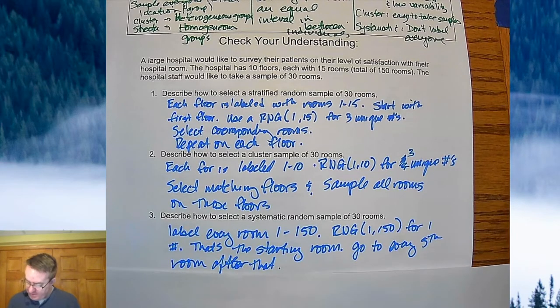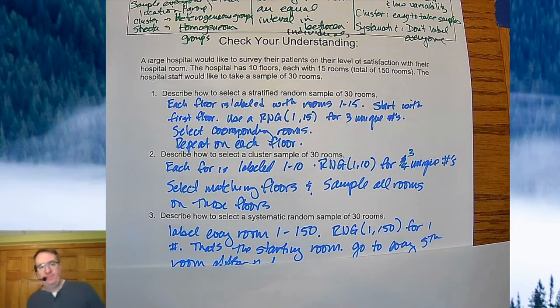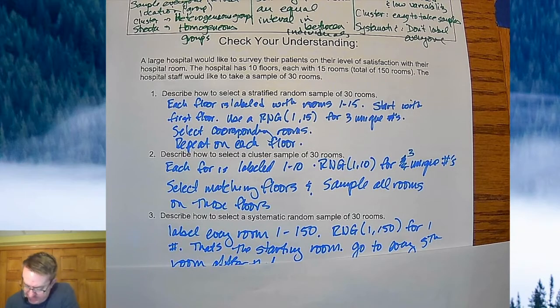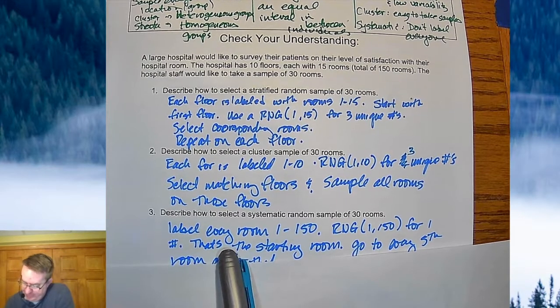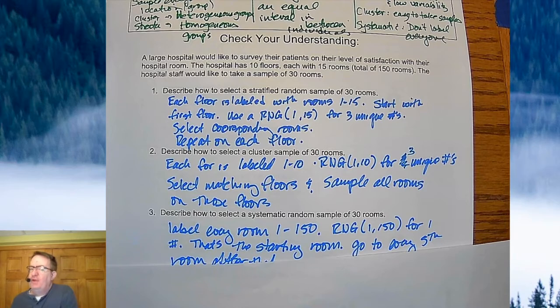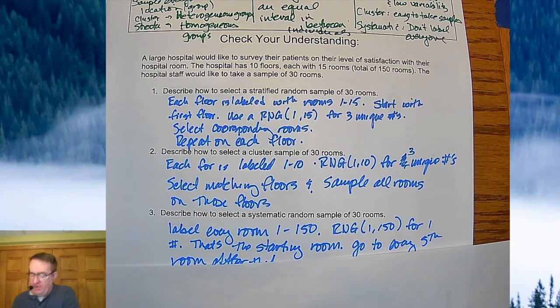For the systematic random sample, you're going to pick a starting point. So you pick a number 1 through 50. Now, are you labeling every room? No, you're thinking about labeling every room, but you're not actually going to go through and label every room.